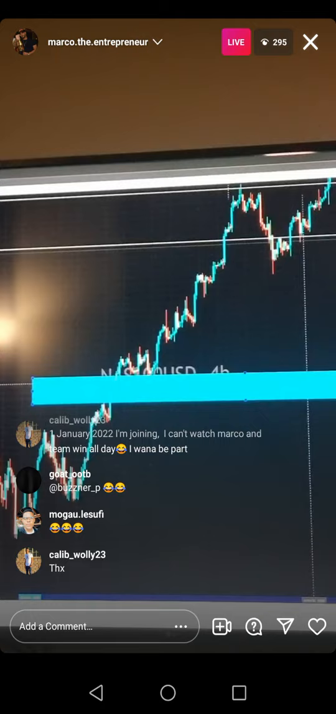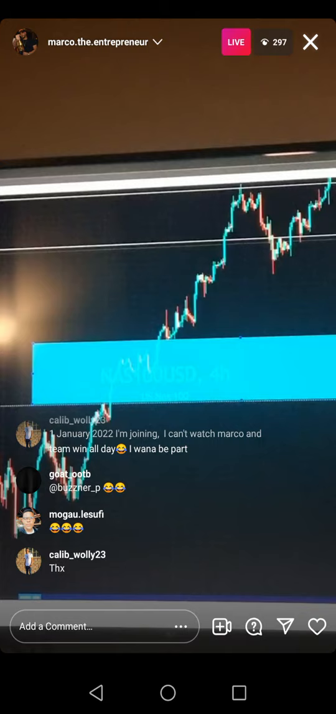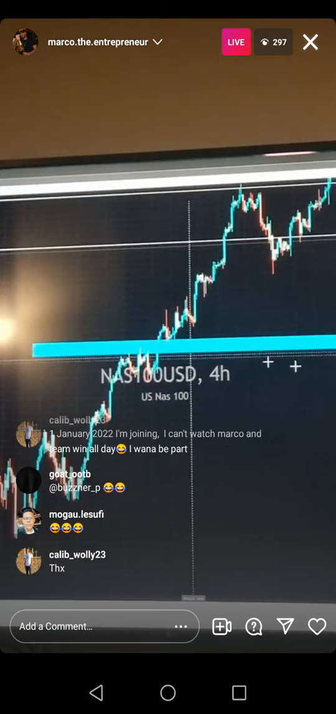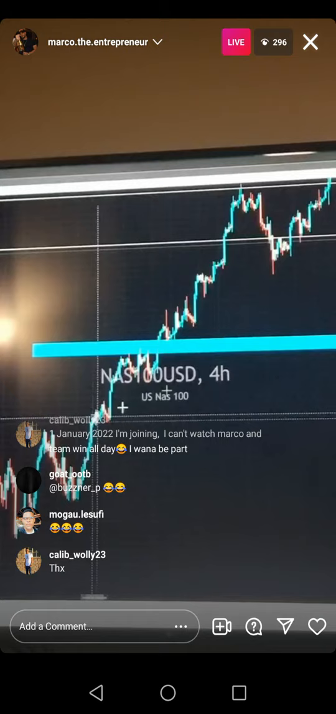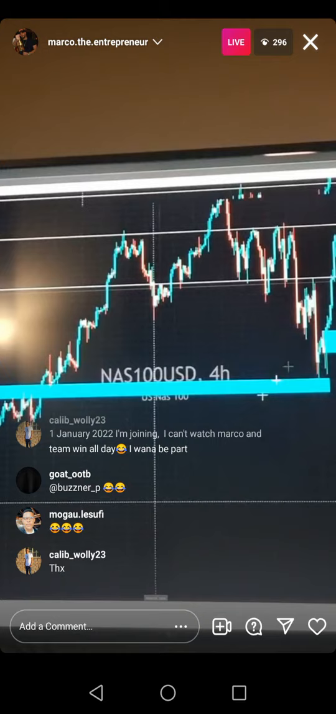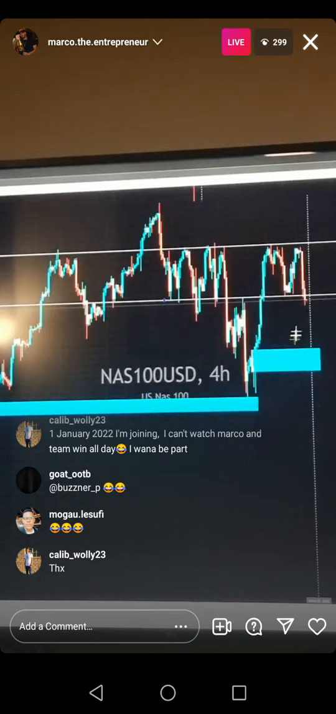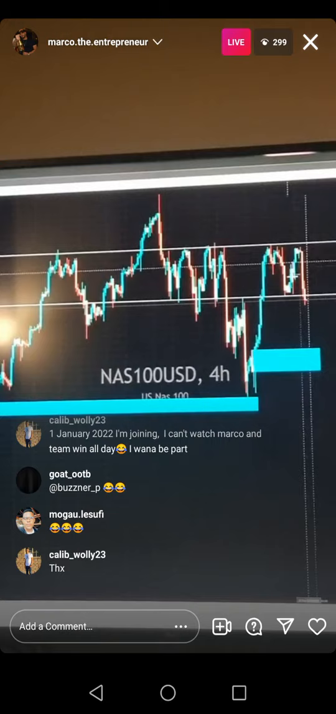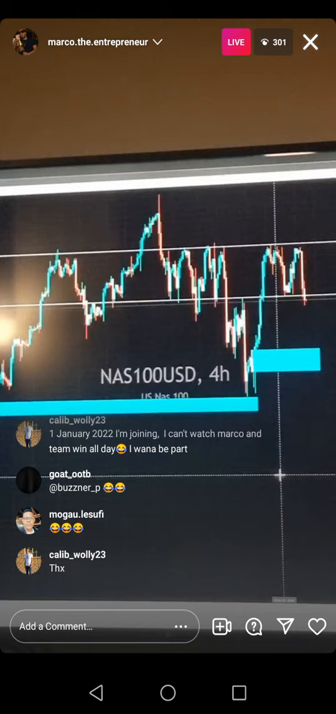Here, imbalance, right? So there's an imbalance in the market that needs to be cleared. It's just a matter of when it will take place. Price may come down, mitigate that order block. Price goes up, fails to take out those previous highs. Price comes down to clear out the imbalance. And from there, Nasdaq starts going back up.